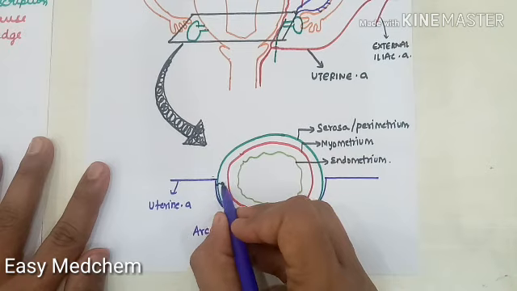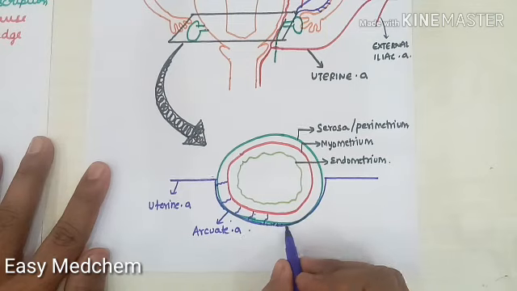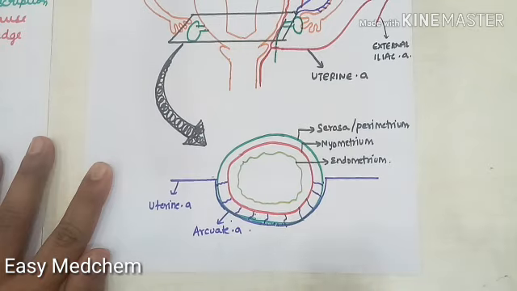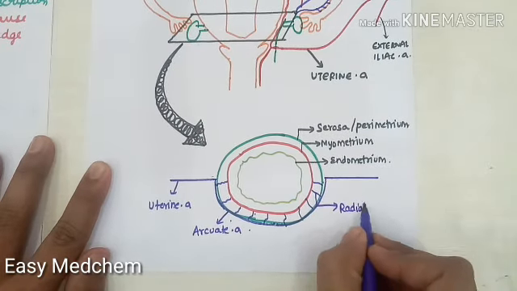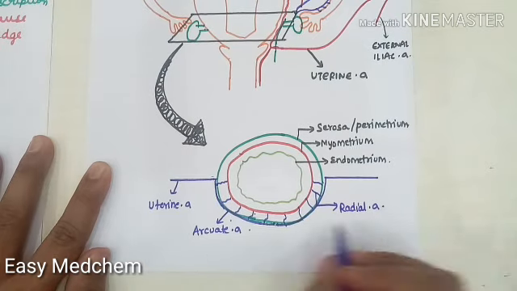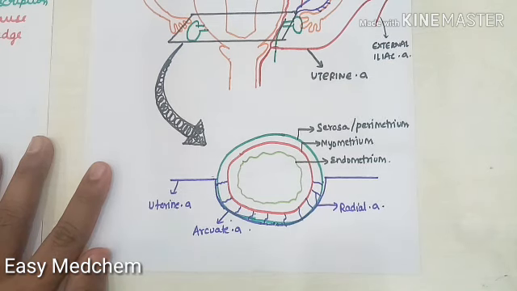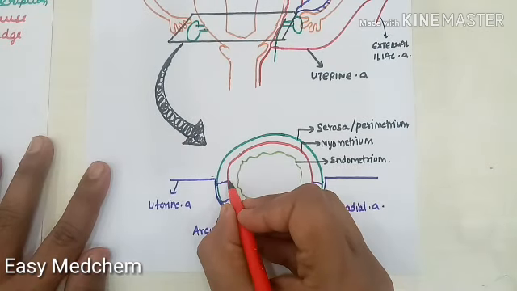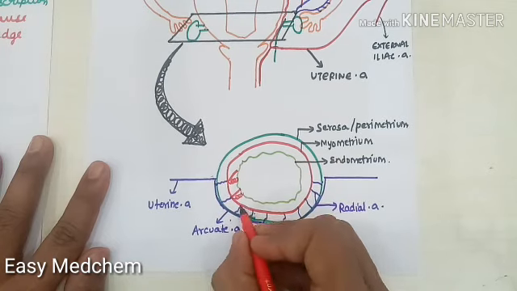So these are the radial arteries which will go deep into the myometrium. These are the branches of the arcuate arteries, radial arteries. And from the radial arteries, the two terminal branches of the radial artery will arise here. These are the basal artery and the spiral artery.